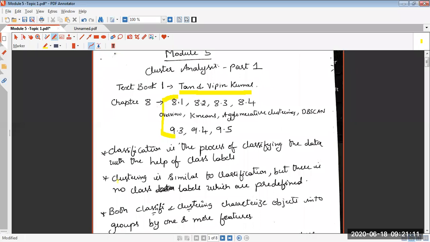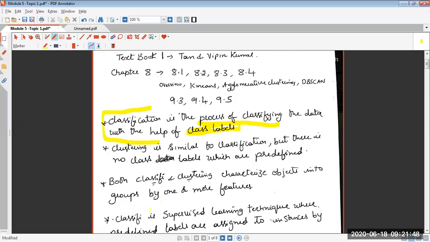First, I have started with the definition of what is classification. The process of classifying the data, we had already seen in module 4. We have seen the process of classifying the data with the help of class labels. What is a class label? A class label is nothing but the name of the class. Class A, B, C. Given the class name, your classifier should decide to which class the data will go and sit. So we have completed this in module 4. Now coming to clustering.